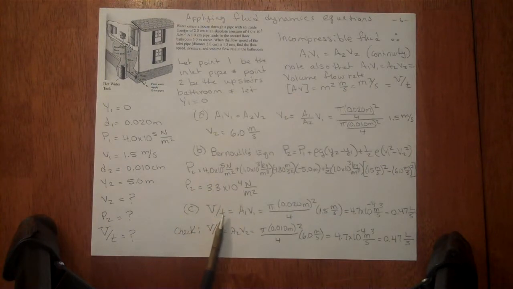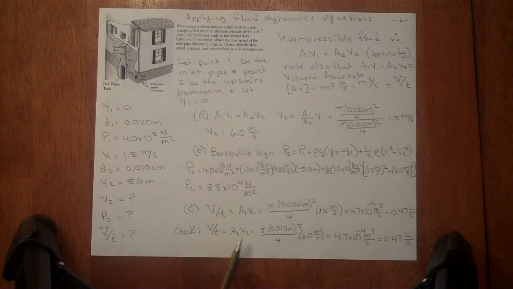Part C, now we want to find the volume flow rate. That's just the area times the flow speed. We are first of all going to check A1V1. Plugging in all of the numbers, we can see the volume flow rate is 4.7 times 10 to the minus 4 meters cubed per second. Simplifying that, it's 0.47 liters per second.